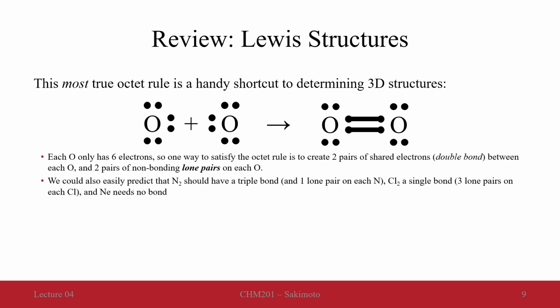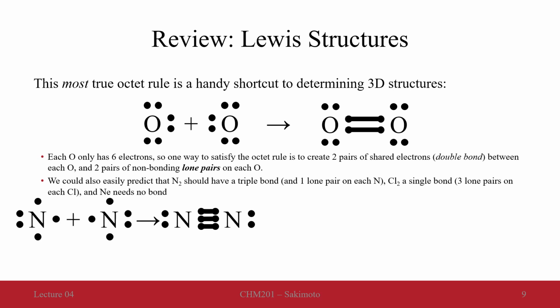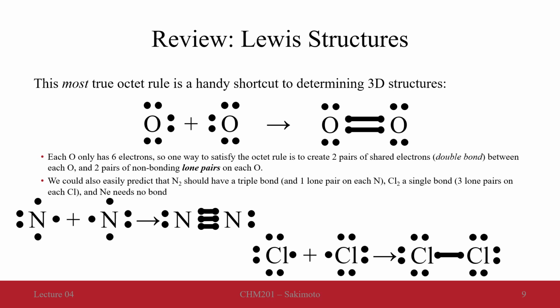And we can use this to predict a lot of things much more rapidly than MO theory, which really, again, gets us about 80% of the way. Nitrogen bonded with nitrogen to satisfy the octet rule should form a triple bond. Chlorine bonded with chlorine should form a single bond. And a noble gas like neon, with already a set of 8 valence electrons, typically will not need to bond to anything since this already satisfies the octet rule on its own.